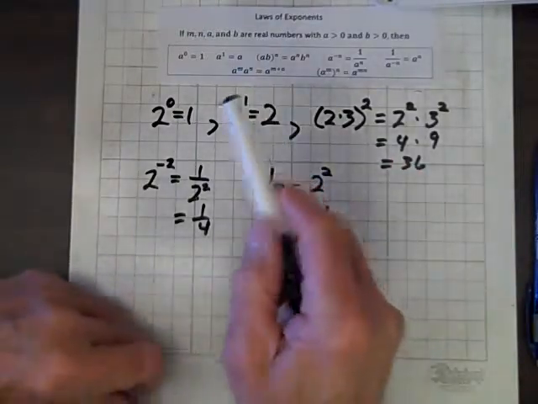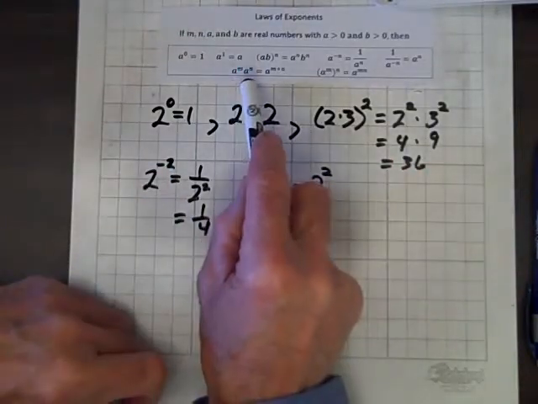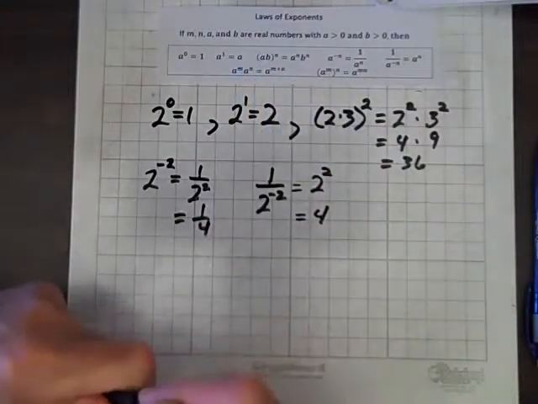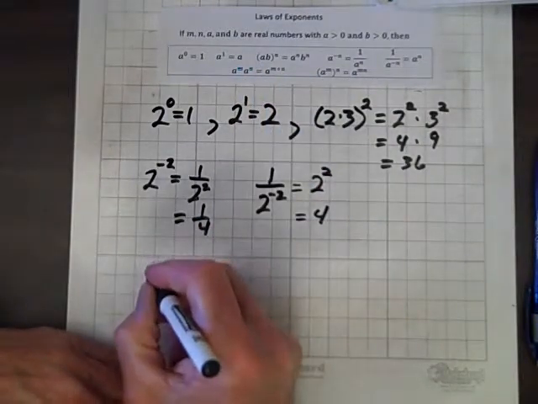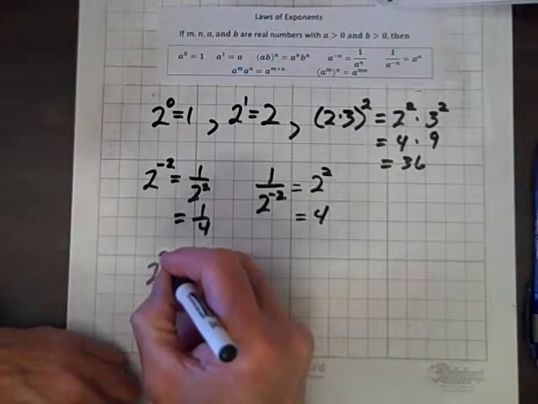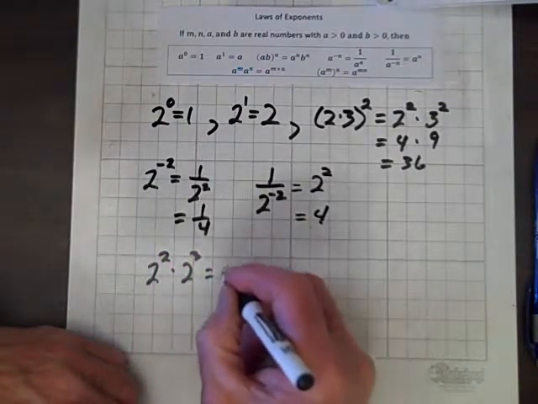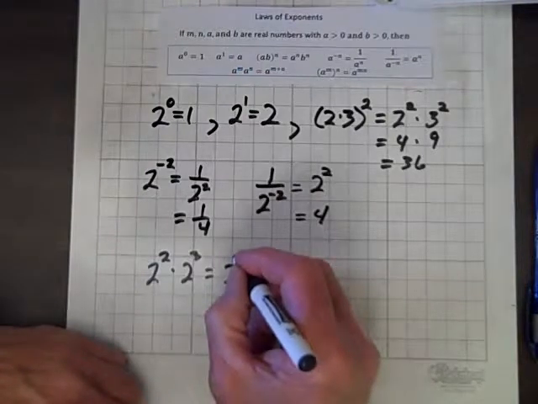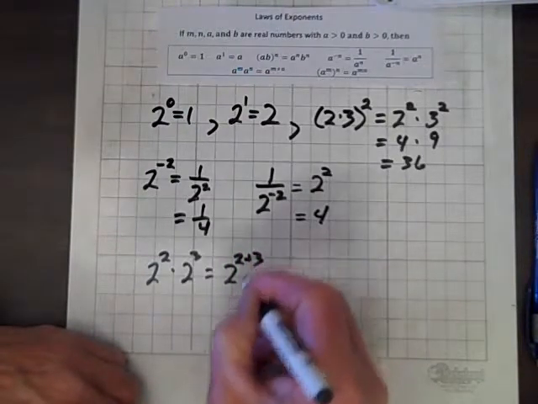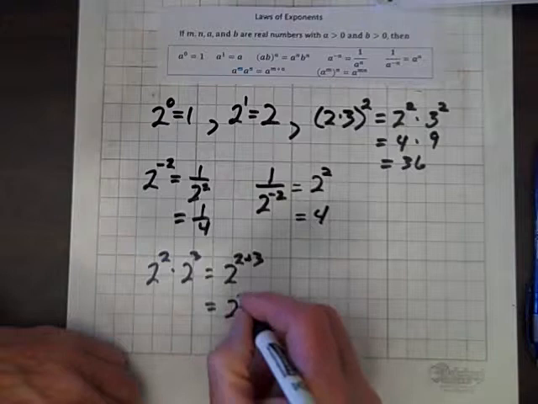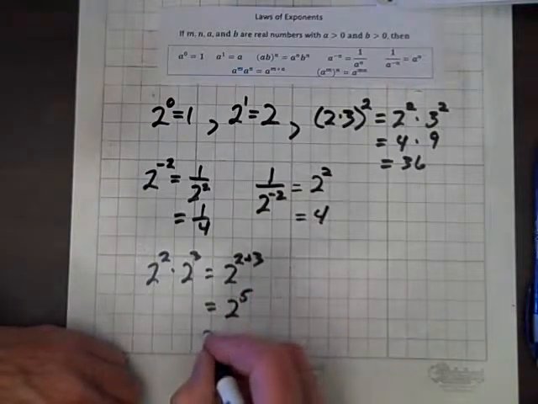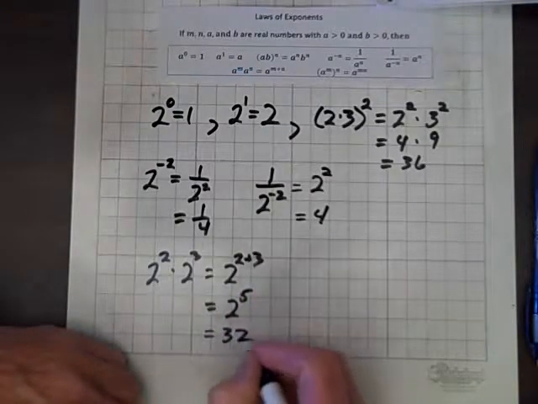Now, if we have a product of like bases, we can add the exponents. So, for example, 2 squared times 2 cubed equals 2 to the 2 plus 3, which equals 2 to the 5th, which equals 32.